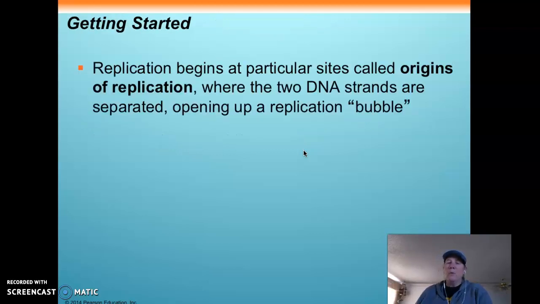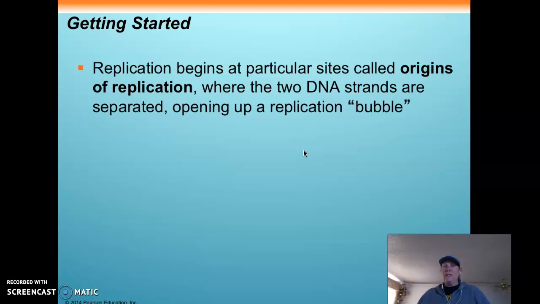Let's say the cell's getting ready to divide, so it needs to copy all of its DNA, because when it divides, each new cell has to have the same DNA. They have little sites called origins of replication, and they kind of open up, the strands start to separate, and they form what they call a bubble.